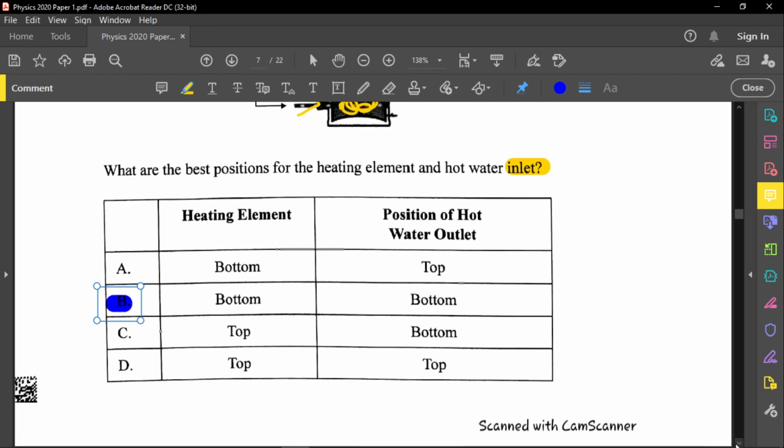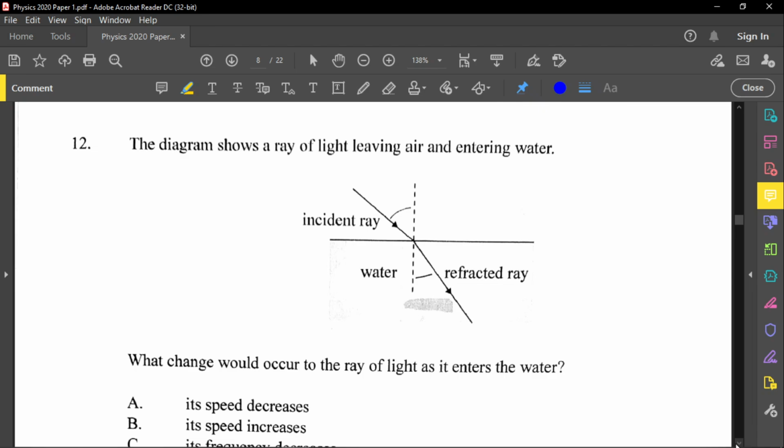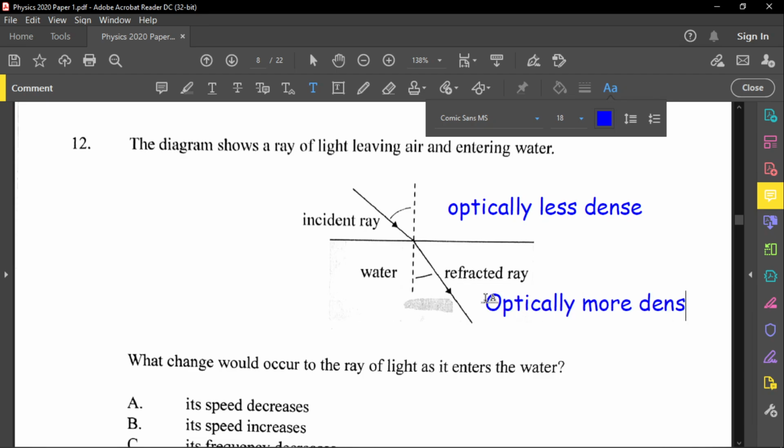Let's jump to the next question real quick. All right, so question number 12: a diagram shows a ray of light leaving here and entering water. Now, the first thing to note, and what you need to remember, is that air is optically less dense. So this is optically less dense. And so if this is water, then water is optically more dense. Just to make a note of that, right? Optically more dense.